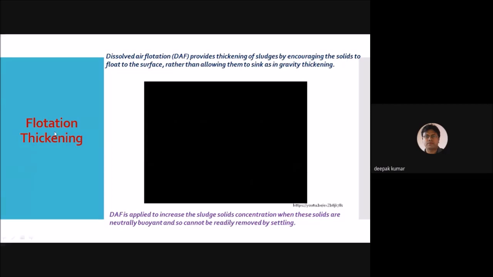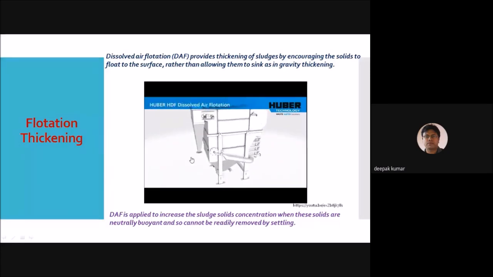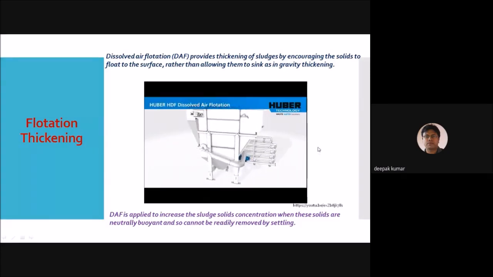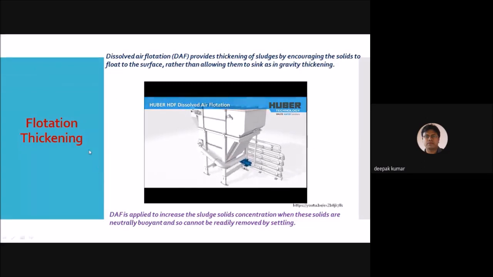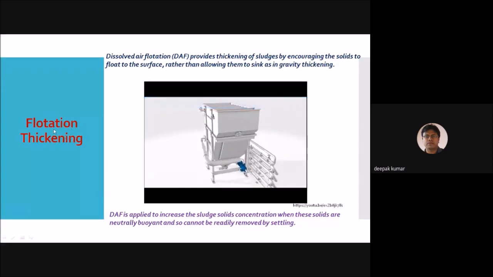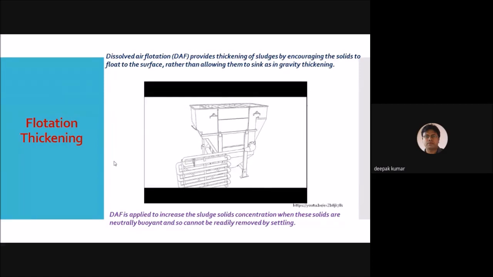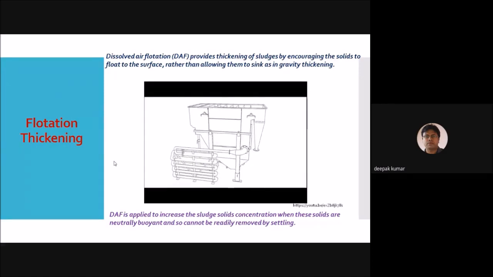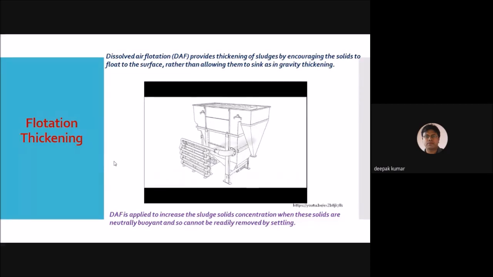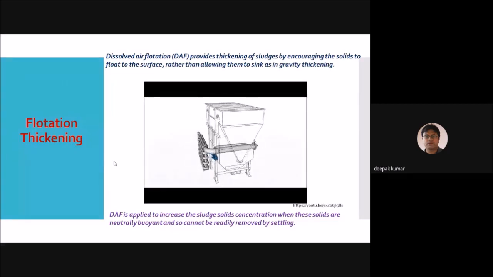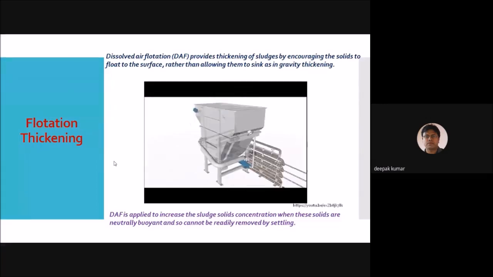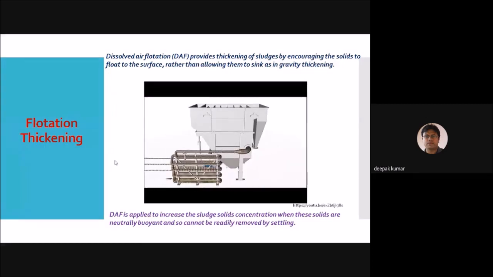Now we will talk about flotation thickening. We will discuss it with the help of a simple animation video, so try to understand what flotation thickening is. In flotation thickening, we use dissolved air. That dissolved air causes the sludge to come to the surface of the semi-fluid, and then it can be easily separated. You can see it in the video also.